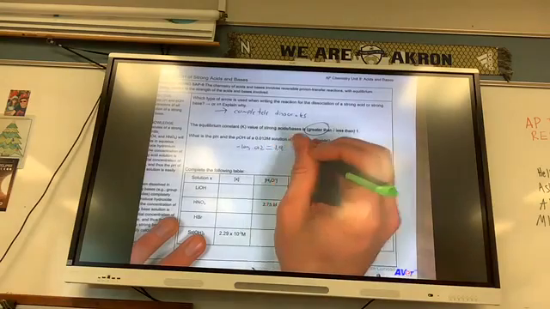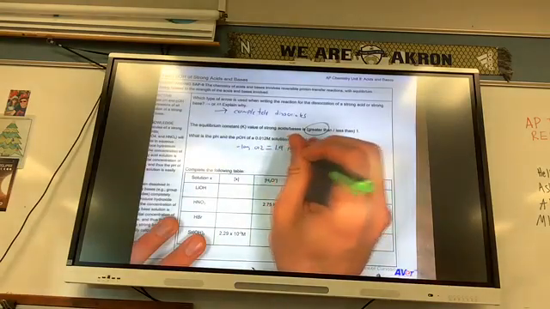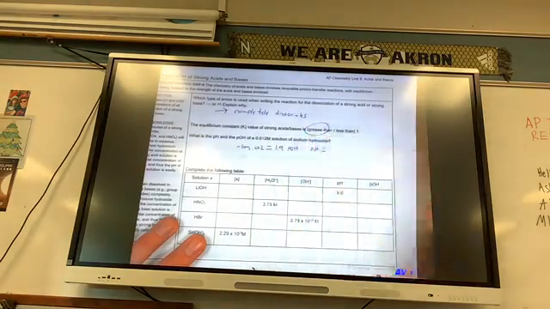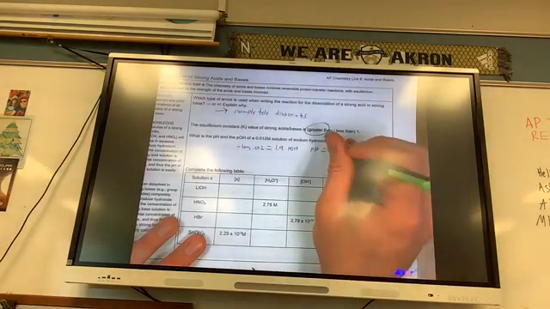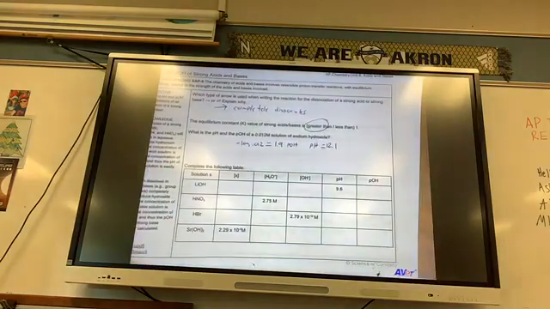1.9. So that is my pOH. Therefore, my pH has to be what? 12.1.